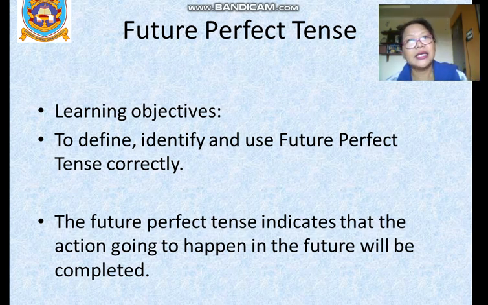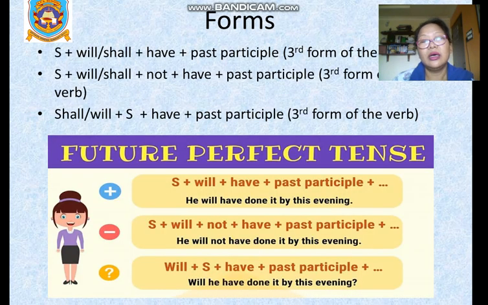Future perfect tense is used to express or indicate that the action going to happen in future will be completed. Okay, that would be the definition of future perfect tense. Then how do we form sentences? In a future perfect tense, to form a positive sentence, we use the subject, we will use will or shall, and we will use have and past participle, that means the third form of the verb.